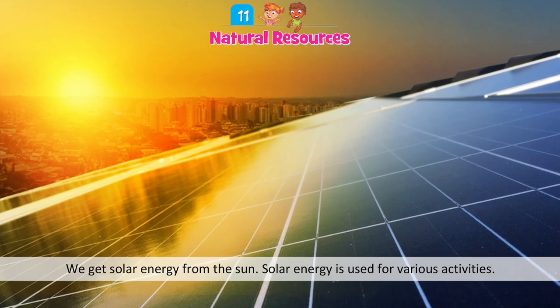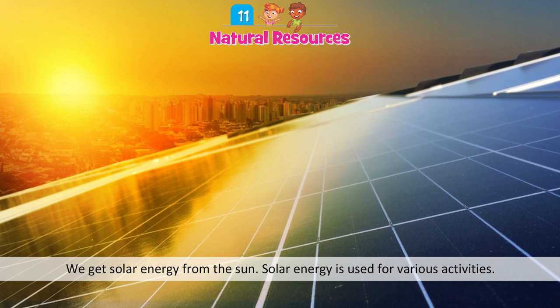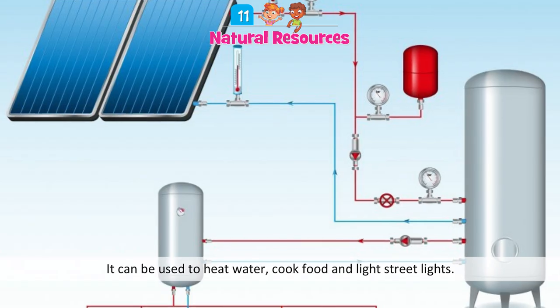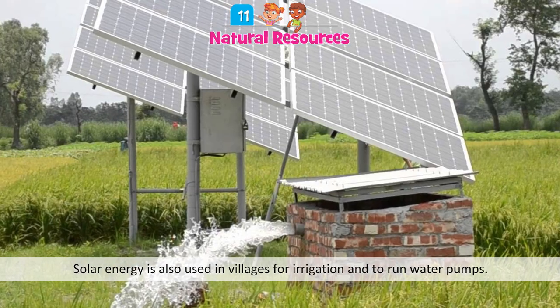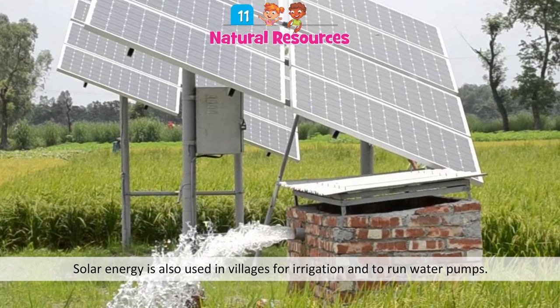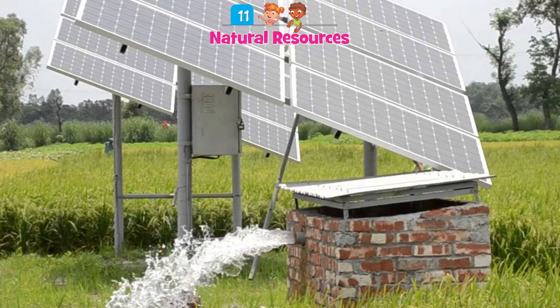Sun. We get solar energy from the sun. Solar energy is used for various activities. It can be used to heat water, cook food, and light street lights. Solar energy is also used in villages for irrigation and to run water pumps.